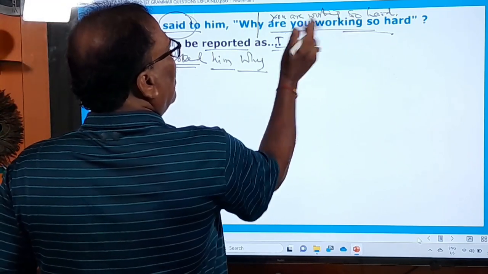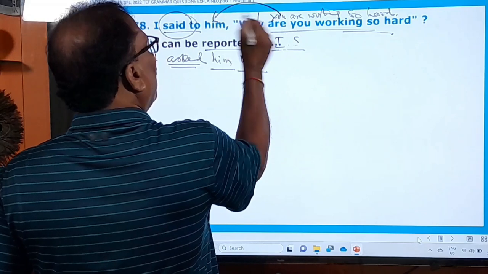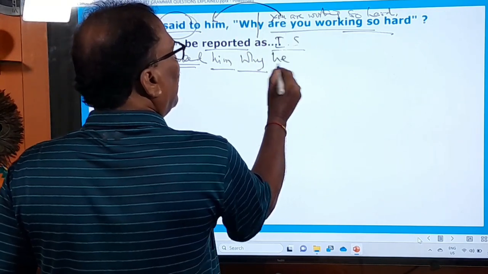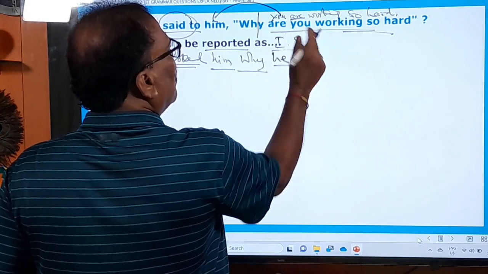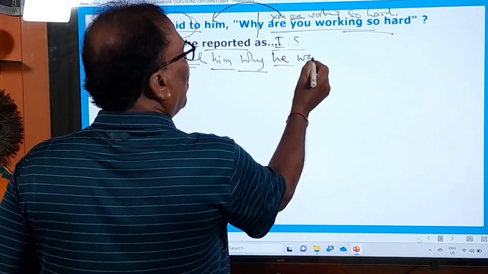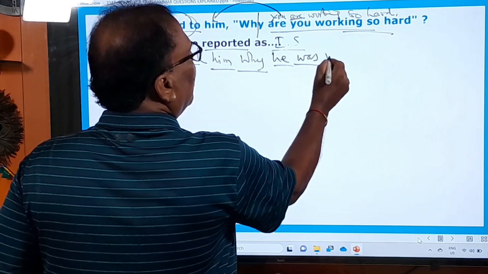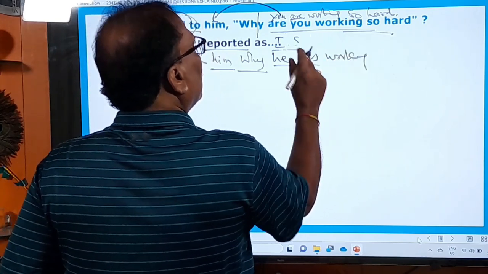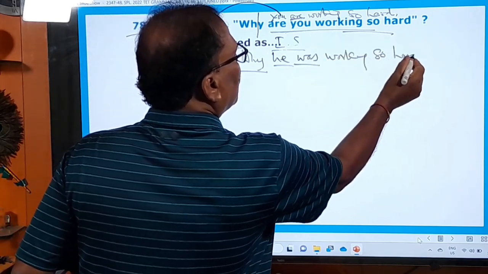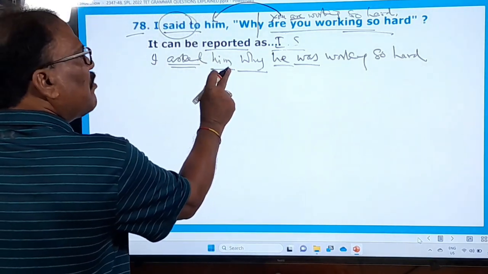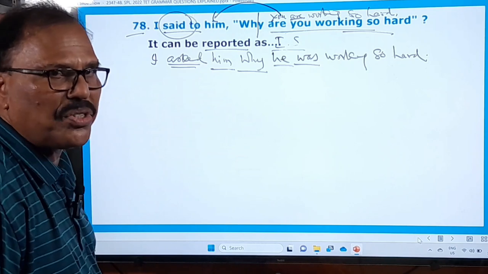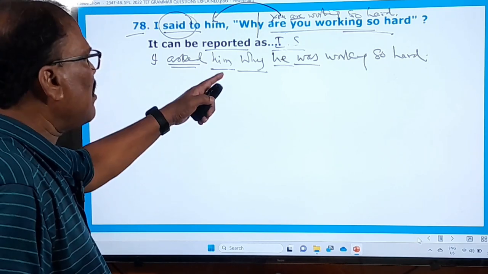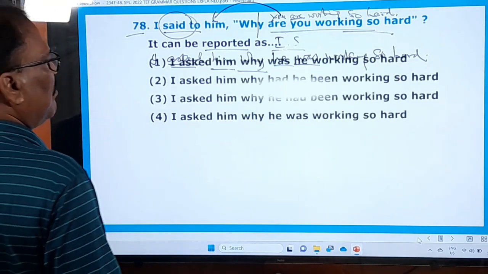Now you have got the right sentence. Now, you see, you is turned into him. When you is turned into him, it becomes he. Or, it is present continuous. Now, past continuous. Are becomes was. Working as it is, so hard as it is. I asked him why he was working so hard. This is how you have to change. If you know this, the answer is also easy for you.